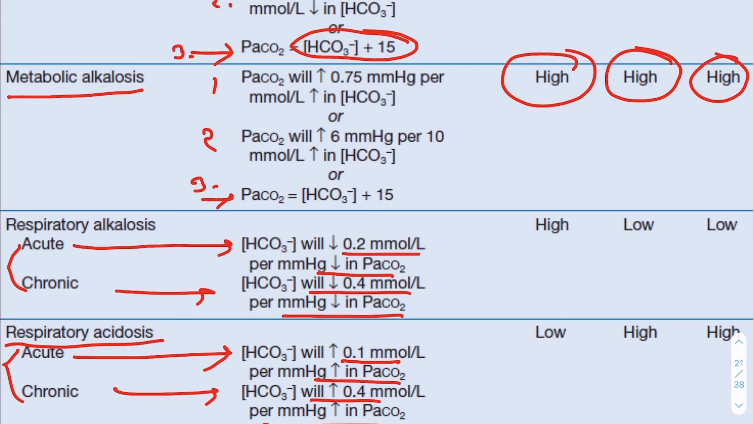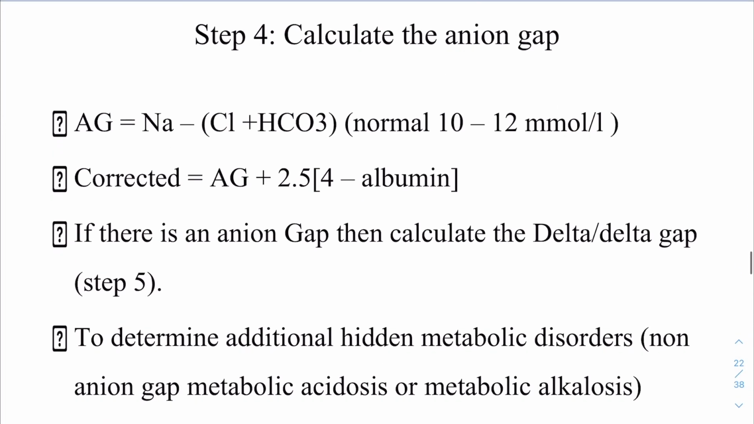So these are the formulas to find out how much the compensation is. Now this is a chart or table which we need to remember. We need to learn this by heart. Next step, as I said, we need to calculate the anion gap.